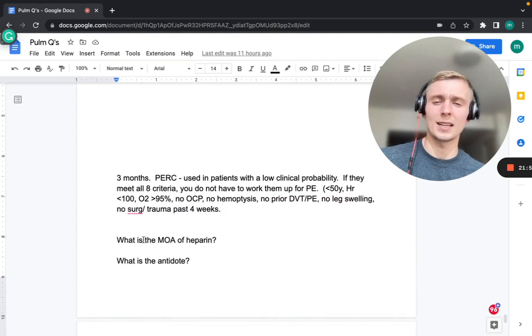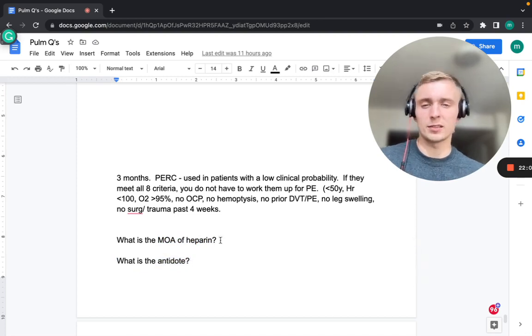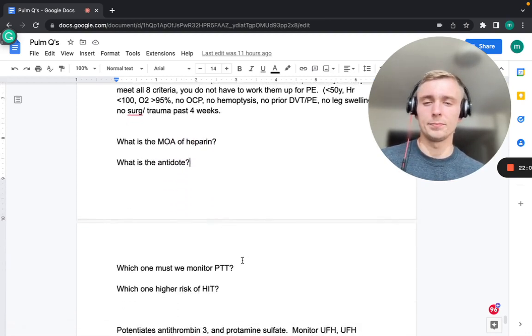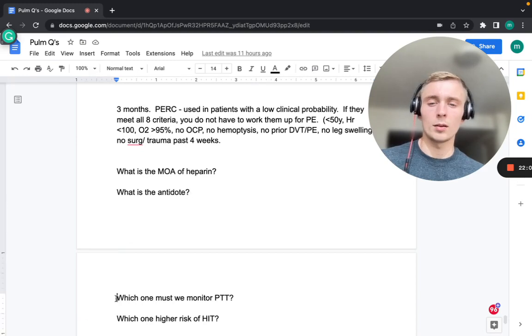Next one is, what is the mechanism of action of heparin? What's the MOA of heparin? And what is the antidote for heparin? It's important to know. That's always asked. What is the antidote for heparin? Which one must we monitor the PTT in? So which type of heparin do we need to monitor the PTT? And which one is a higher risk of heparin-induced thrombocytopenia, HIT?